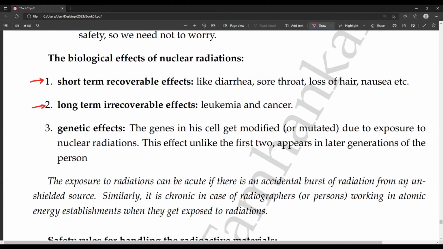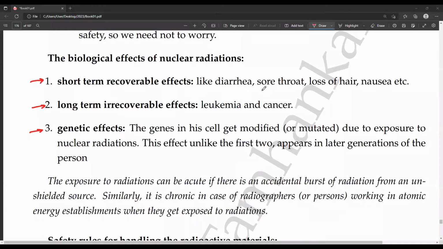So that's a problem with radioactive radiations. They do cause these things. The third thing is a genetic effect. Okay, so the genes get modified or mutated because of the exposure to the radiations. Now, these two are affecting a person, but the genetic effect can last for generations. So the kids who are born to people whose genes are mutated will have certain defects in their body. Okay, so that is the reason why exposure to nuclear substances can be harmful.